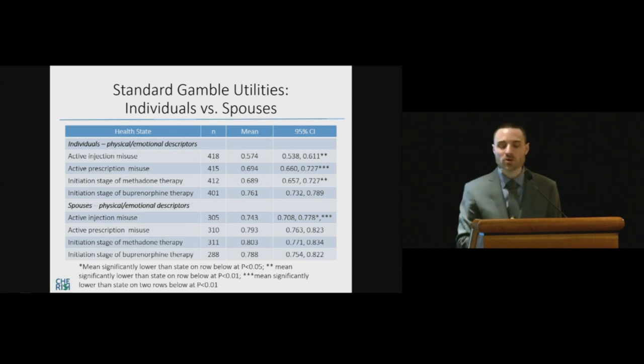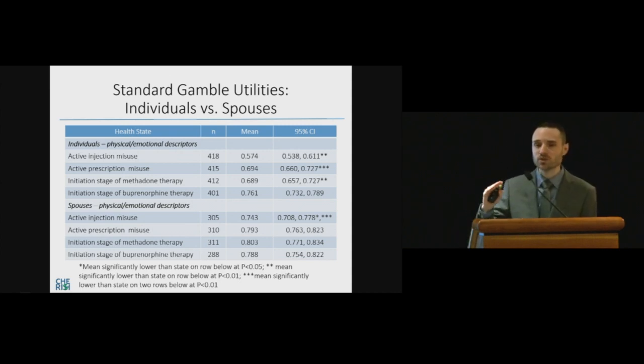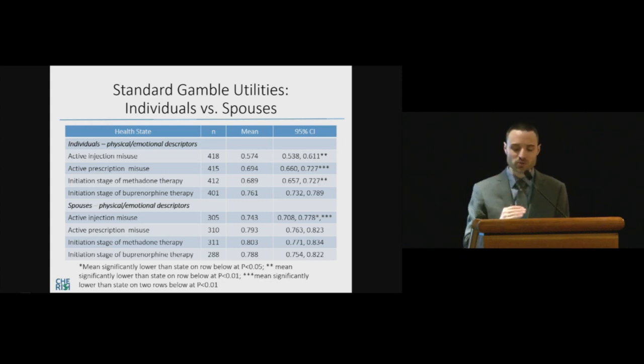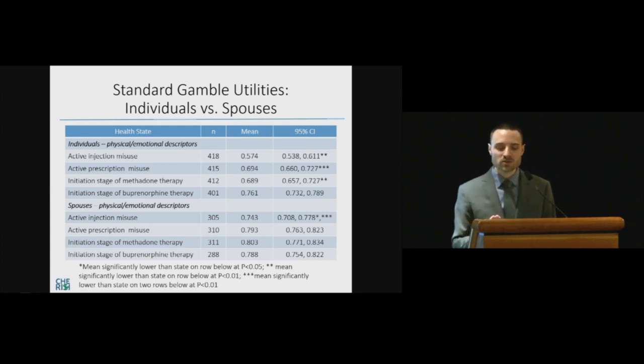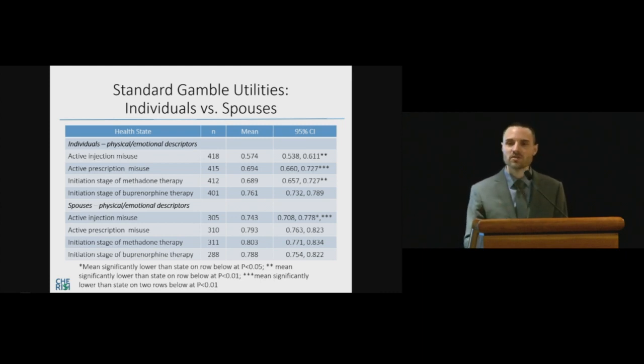So here are some of the outcomes from that study. The top part is how it was rated for individuals with an opioid use disorder, and you can see that the mean utility was about 0.57 for active injection misuse, 0.69 for active prescription misuse, and so on and so forth. Obviously it goes up a little bit as you start talking about initiating methadone therapy or initiating buprenorphine therapy. And then for the spouses, you can see that the utilities associated with those different health states are still well below 1, right? But also tend to be higher than for an individual suffering from that particular disorder. So, theoretically, they're saying, well, we're not as bad off as if we actually had it, but we are definitely suffering.